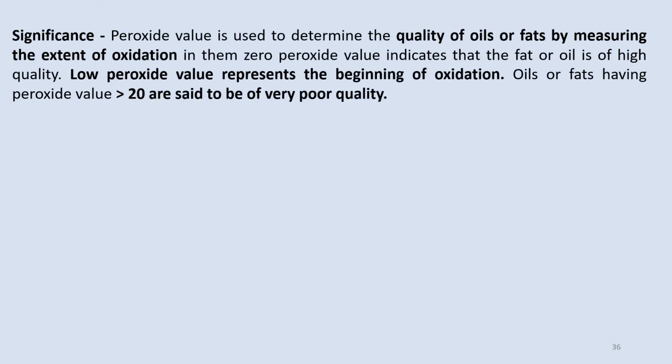The significance of peroxide value is that it is used to determine the quality of oils or fats by measuring the extent of oxidation in them. A peroxide value of 0 indicates that the fat or oil is of high quality. A low peroxide value represents the beginning of oxidation. Oils or fats having a peroxide value more than 20 are said to be of very poor quality.